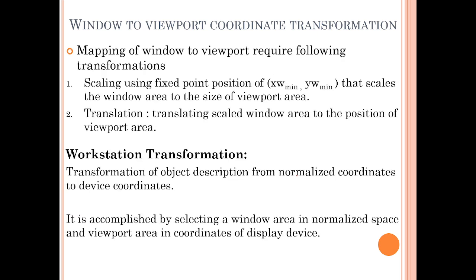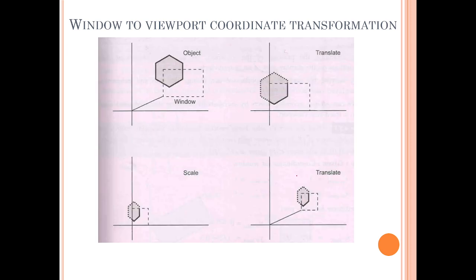So mapping of window to viewport requires the following transformations: scaling using the fixed point position (xw min, yw min), that scales the window area to the size of the viewport, and then translation, translating the scaled window area to the position of the viewport. So the workstation transformation of object description from normalized coordinates to device coordinates is accomplished by selecting a window area in normalized space and a viewport area in coordinates of the display device. So likewise, this is an object: translation, scaling, and translate.